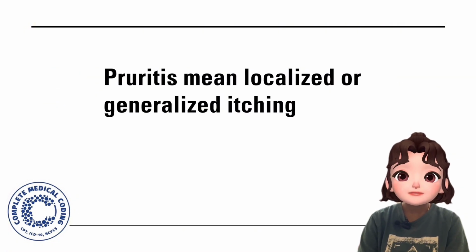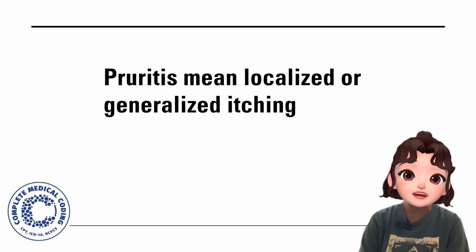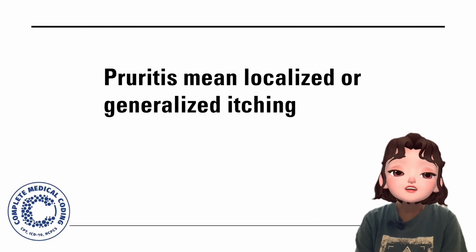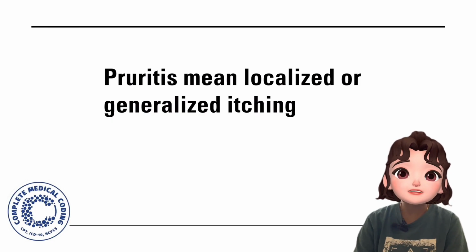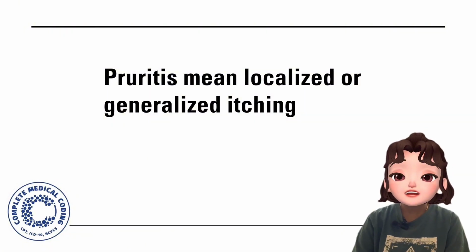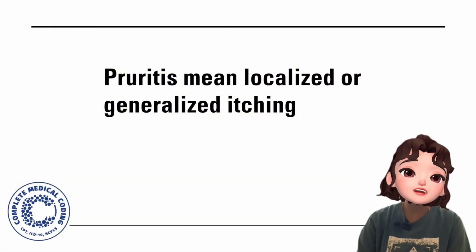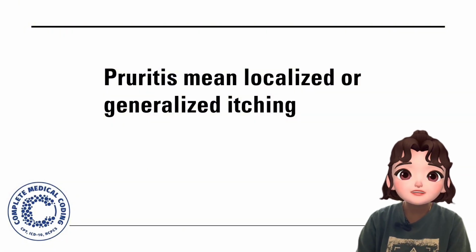Pruritus means localized or generalized itching. Localized itching means itching in any specific part. Generalized itching means itching all over the body. Whether it is localized itching or generalized itching, that is called pruritus. Okay.